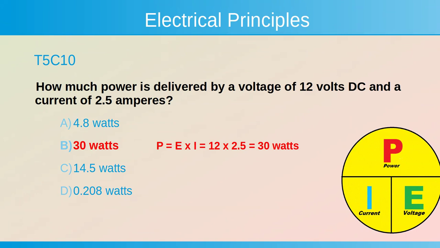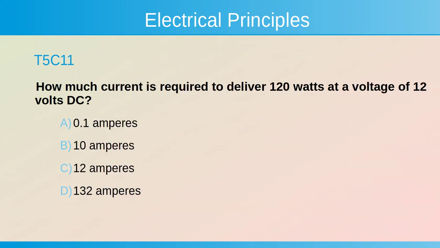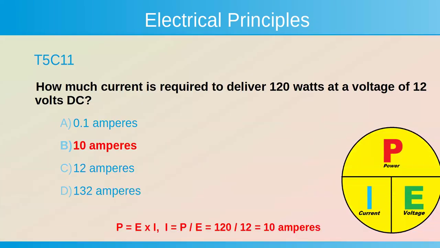Okay. I guess everybody got Bravo, right? How much current is required to deliver 120 watts at a voltage of 12 volts? So we want I, and we know E and P. Bravo. Right?